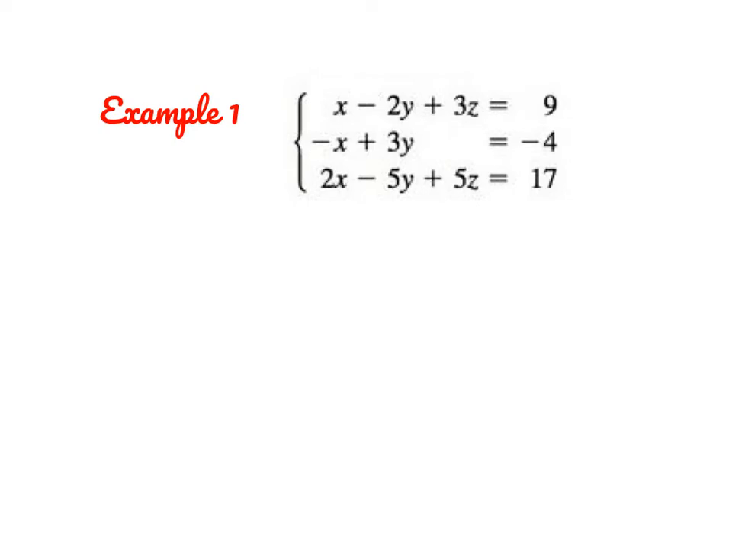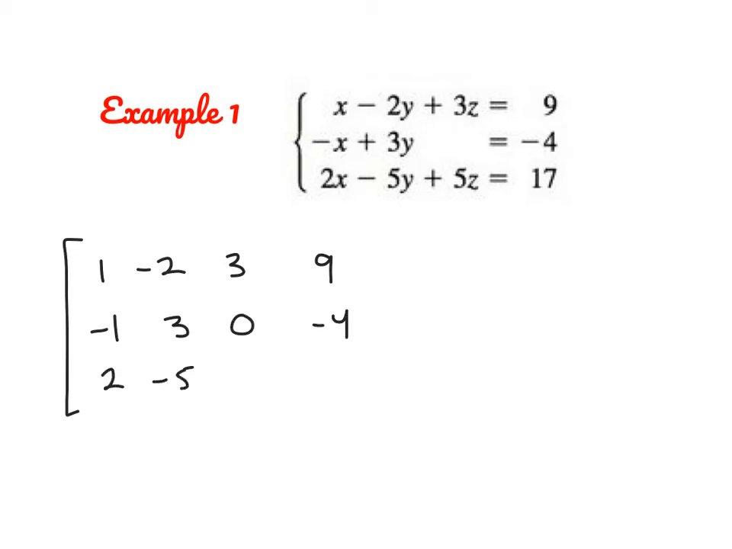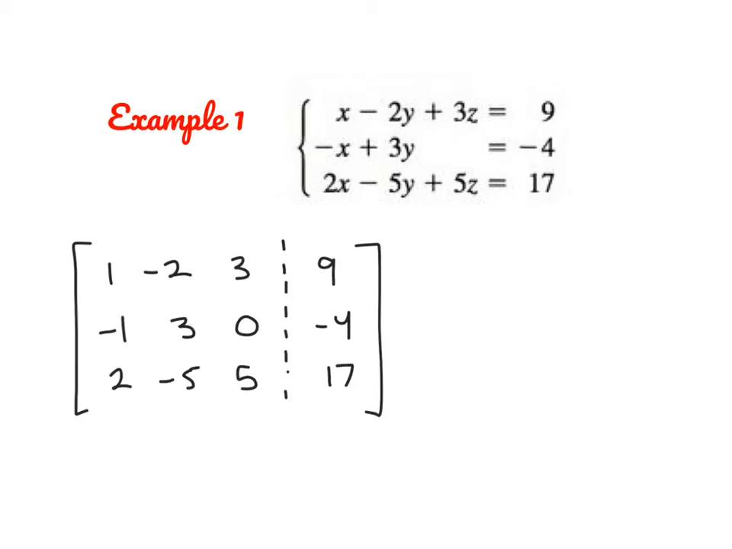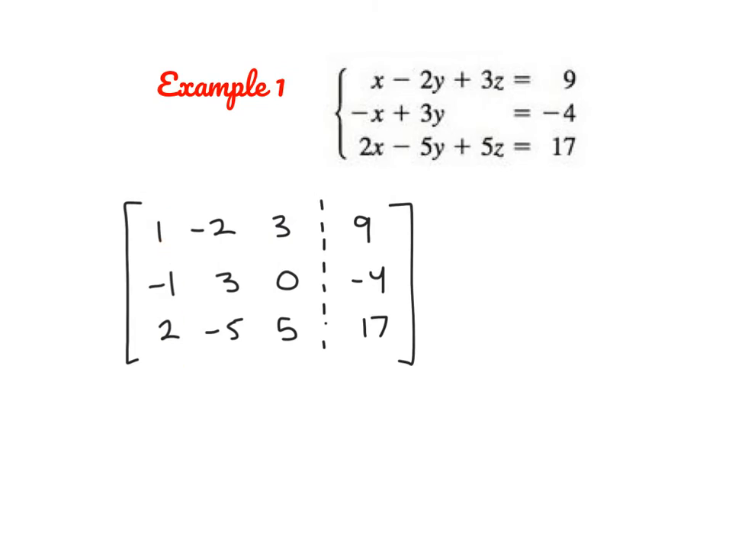Okay, so here's the first example, and let's start by writing this straight as an augmented matrix. So remember, we're just essentially going to list all of our coefficients. So we have 1, -2, 3, and 9; -1, 3, 0, and -4; and 2, -5, 5, and 17. So remember, our first column represents x, then y, then z, and then our constants.